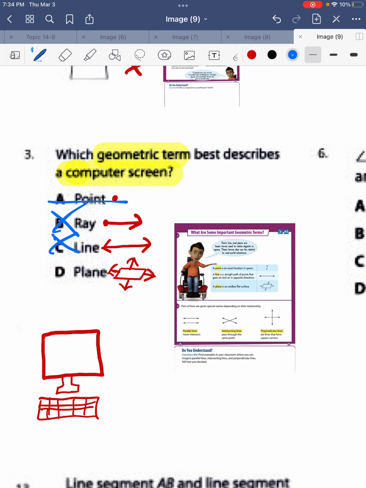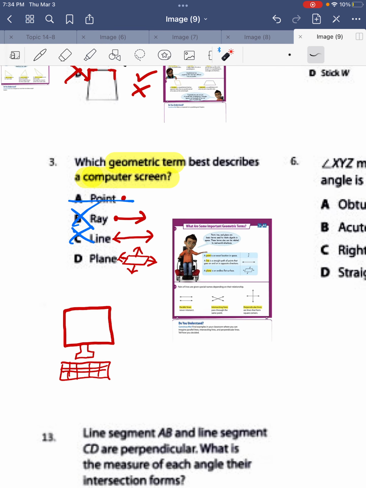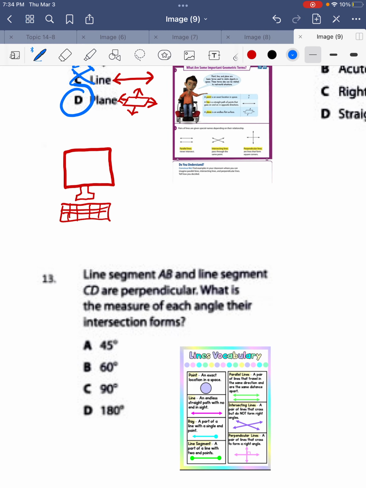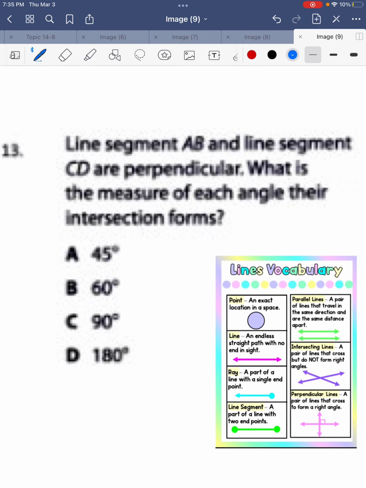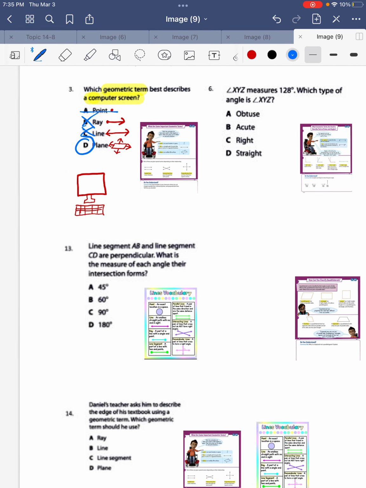And D, I have a plane. So this could potentially look like a computer screen, and it says the definition, remember, for a plane is an endless flat surface, okay? And a computer screen is flat. So our answer is D, okay? So that's how you do 3. Whoops. Let me go to 4.